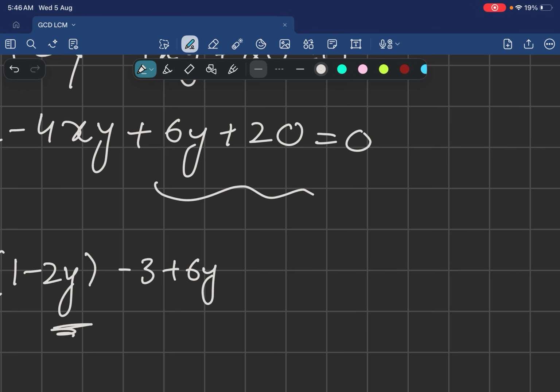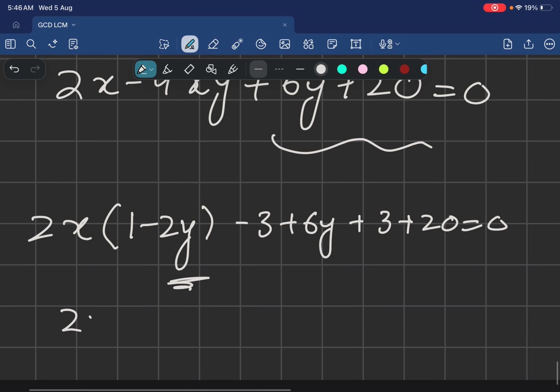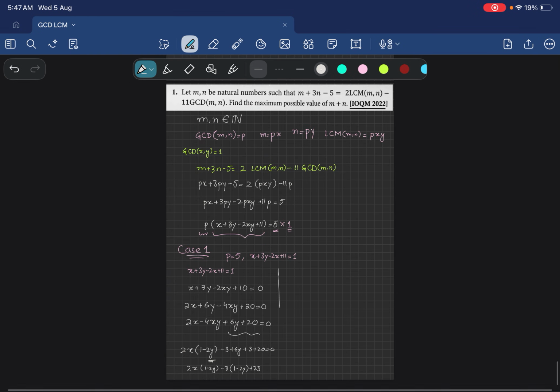like minus 3 plus 6y. Since you have subtracted, you have to add as well. Plus 3 plus 20 is equal to 0. Now 2x times 1 minus 2y would be as it is. If you take minus 3 common, you know that it would be minus 1 minus 2y, and then this would be plus 23.